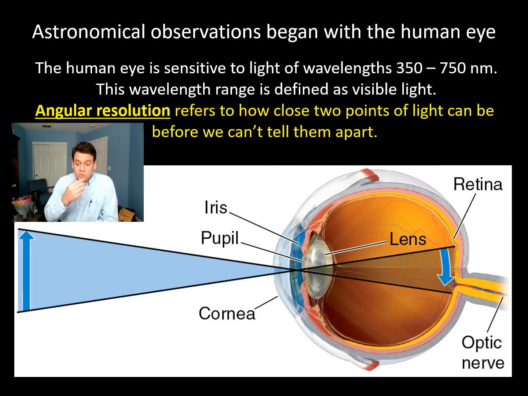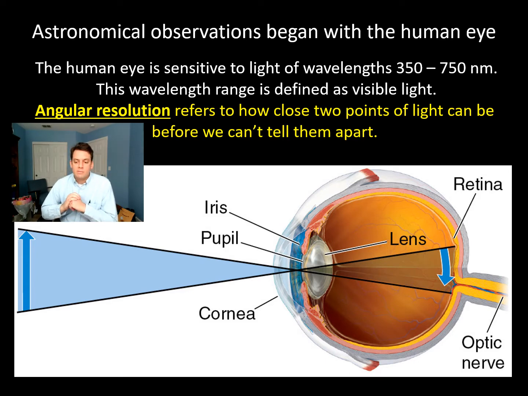But certainly, historically, before advanced technology came along, we were stuck just making observations with our eyes, and so we were restricted to studying those wavelengths that were in fact visible. To introduce a term that we're going to be using, angular resolution is a term that means how close can things be before they sort of merge together, right?